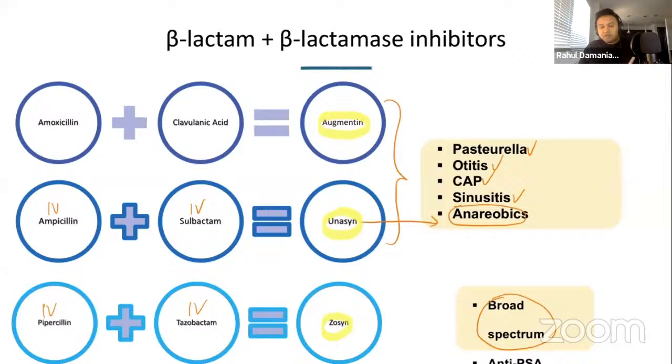And broad spectrum infections or broad spectrum antibiotics are going to be antibiotics that likely cover Pseudomonas, which Zosyn does, and MRSA, which vancomycin does. So a typical common routine that you'll see in the clinical setting is vancomycin and Zosyn. Vancomycin to cover MRSA and Zosyn to cover Pseudomonas. So piperacillin, tazobactam, it's one of those broad spectrum antibiotics.